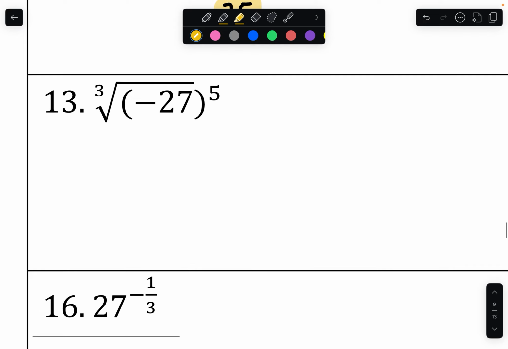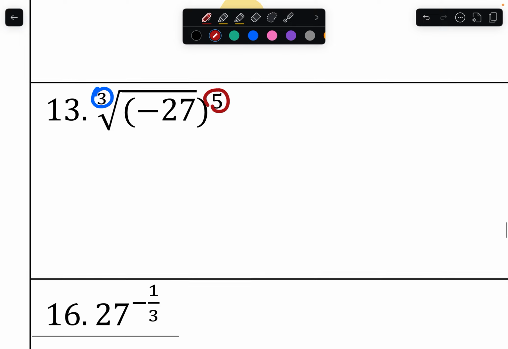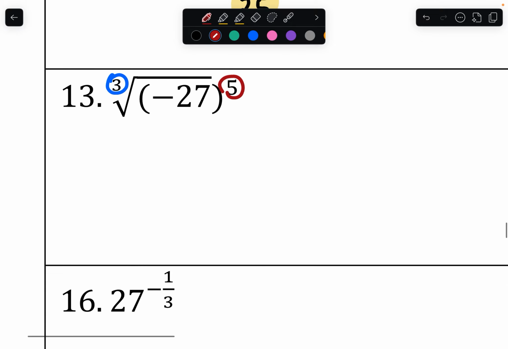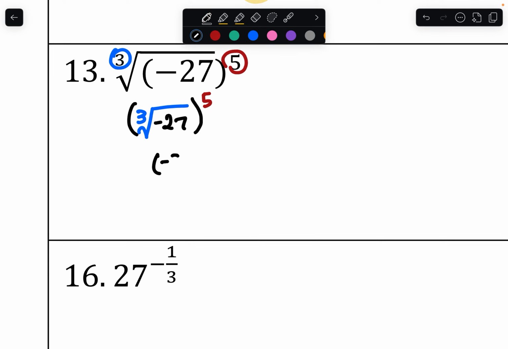Okay, here, like I said, you can do the cube root before you raise it to the 5th power, because if you don't have a calculator, raising -27 to the 5th power is not easy. And so you can reverse the order and do the cube root of -27, and then we'll raise it to the 5th power. So the cube root of -27 is -3. And then -3 to the 5th power, I think, is -243.